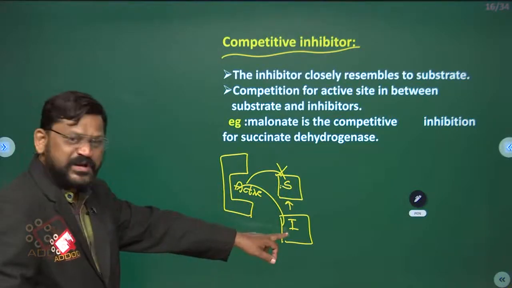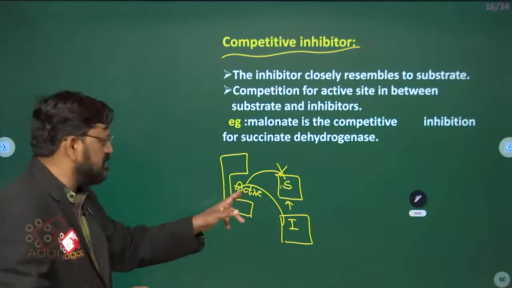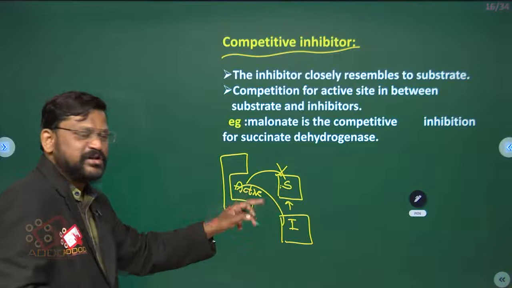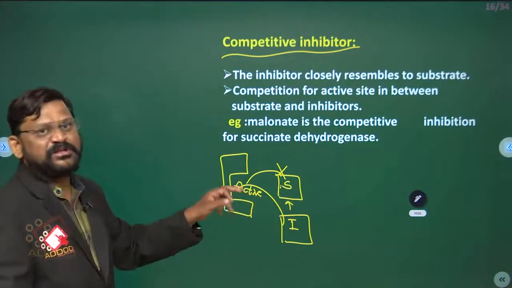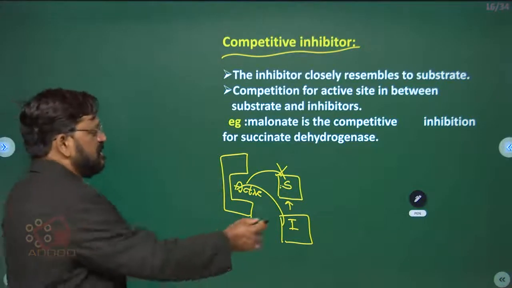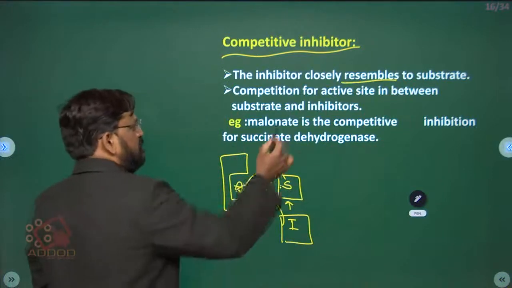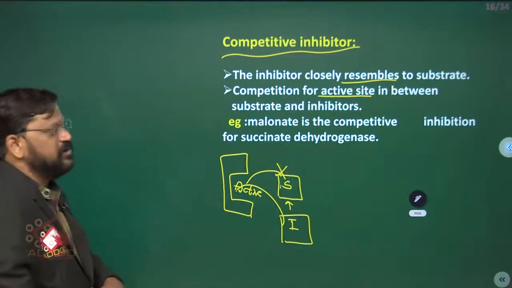These type of inhibitors resemble the substrate, and they are competing for this site. The inhibitor binds at the active site, and even the substrate should bind at the active site, but before the substrate, the inhibitor binds. As a result, the enzyme activity stops. So this is called a competitive inhibitor. Here the inhibitor and the substrate resemble each other, and they are competing for the active site of the enzyme. That is called a competitive inhibitor.